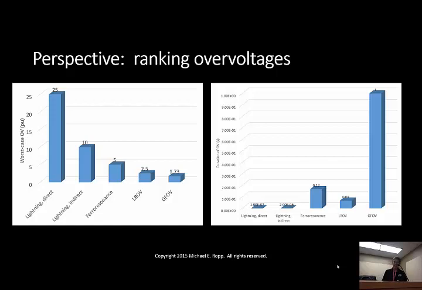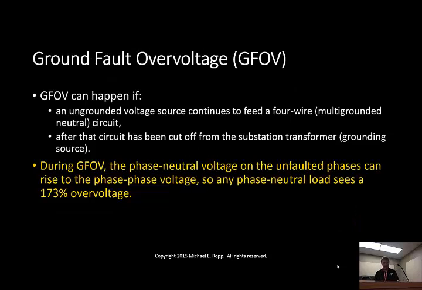But you'll notice the durations are considerably longer. Load rejection overvoltage depends on what's going on, but it could last for several cycles anyway. A ground fault overvoltage, depending on the system configuration, could persist for quite some time. And that's why we worry about it. It's not the magnitude of overvoltage, but it could cause things to just sit there and burn for a while, which we don't want.